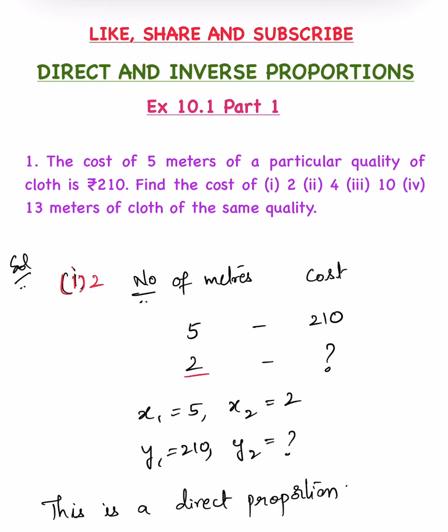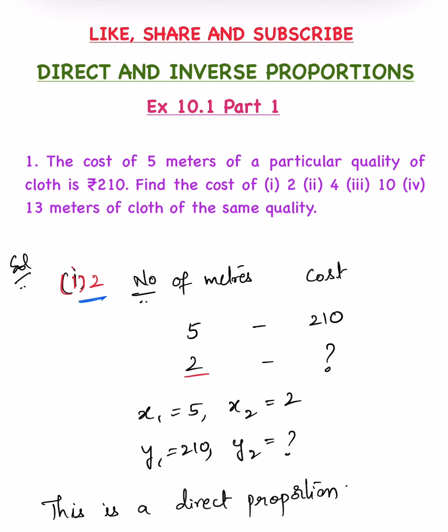Here we have to understand what sort of proportion this is. We know that if the number of meters increases, the cost also increases accordingly. So the first bit, if we want to find the cost of 2 meters of cloth, that means it is in direct proportion. So what is direct proportion? If one quantity increases, the other quantity also increases accordingly. If one quantity decreases, the other also decreases accordingly.